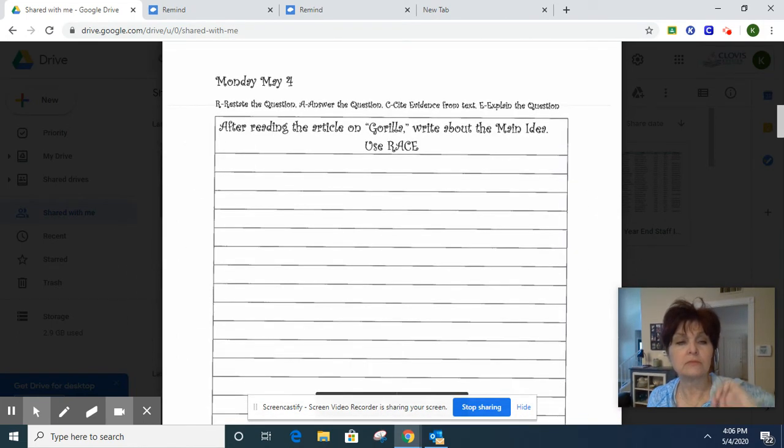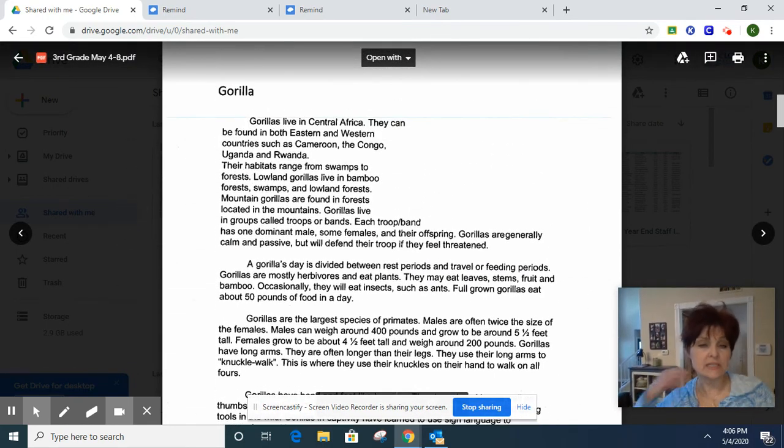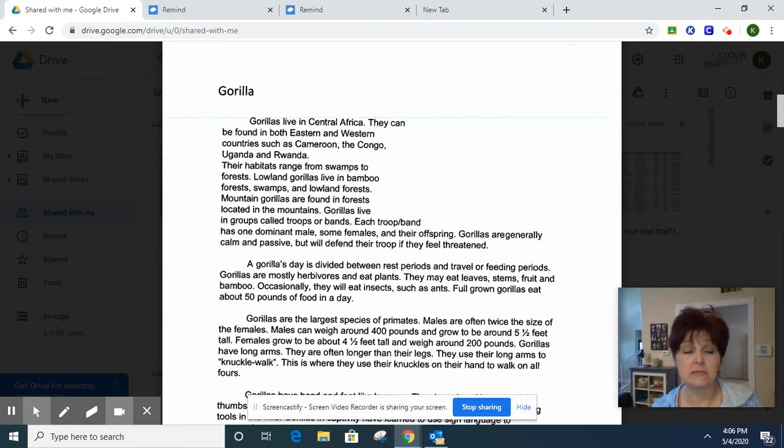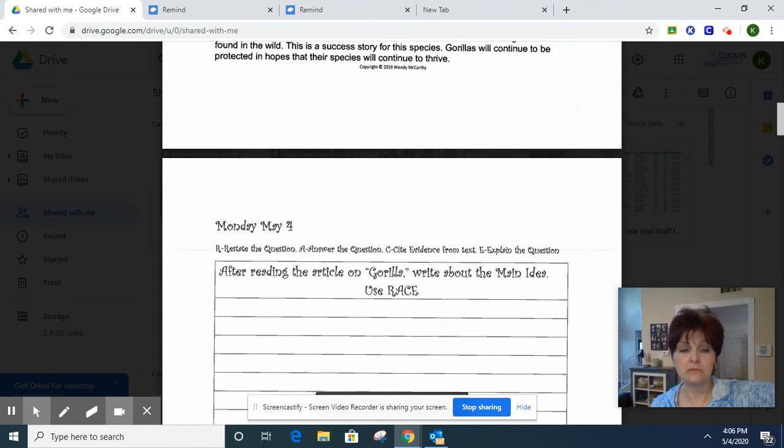Okay. So, restate the question. So, what is the main idea? The main idea of this article is to learn about gorillas living in Central Africa, or the main idea is gorillas in the wild. So that could be your topic sentence. You're restating the question and then answering.